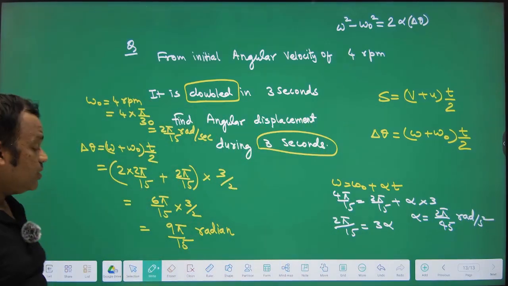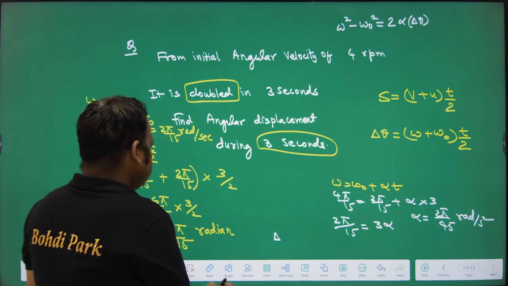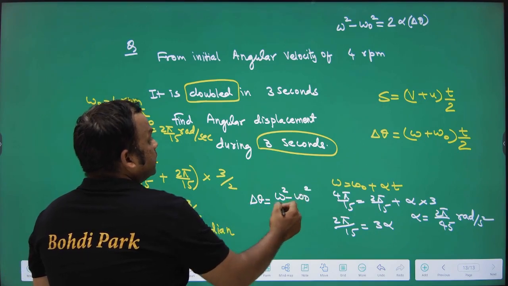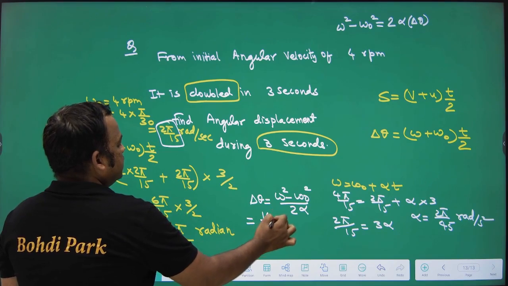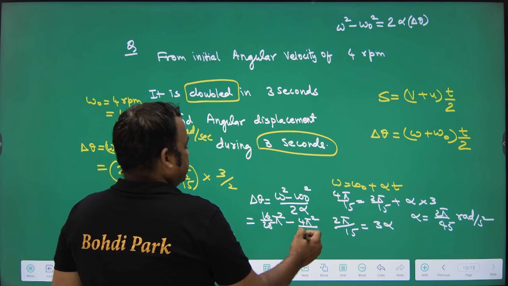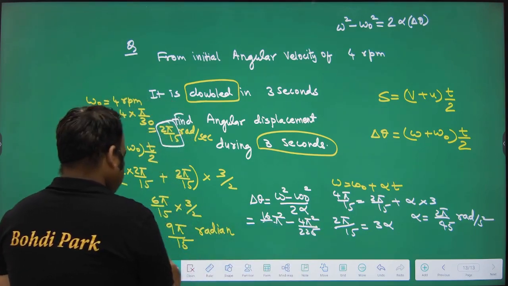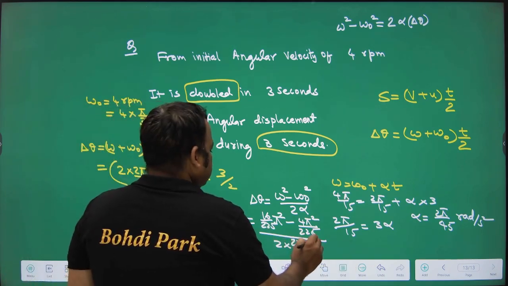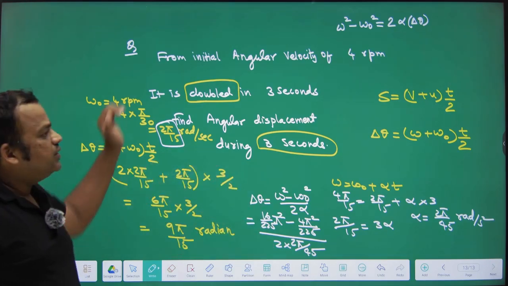So this is alpha. Now we will find delta theta. We can use this equation to find delta theta. So delta theta will be omega square minus omega naught square by 2 alpha. So omega will be 4 pi by 15. So 16 by 225 pi square minus omega naught square, which is 4 pi square by 225, divided by 2 times of alpha. Alpha is 2 pi by 45. So when we solve this, we'll get the same answer, but still I will suggest using the direct formula.